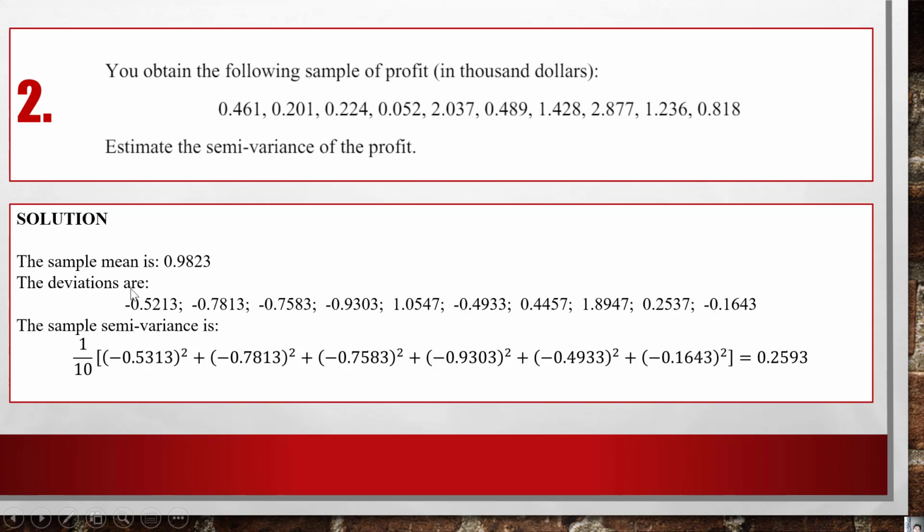Now we are going to focus on the negative deviation, because the positive deviation are not necessarily eliminated. So we got 1, 2, 3, 4, 5, 6 negative numbers. So we square these 6 negative numbers and add them together, then divide by 10, because we got 10 numbers on the list. So the sample semi-variance is 0.2593.